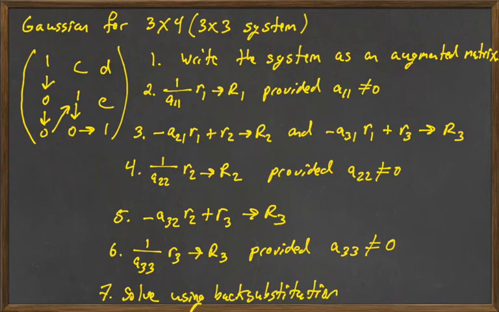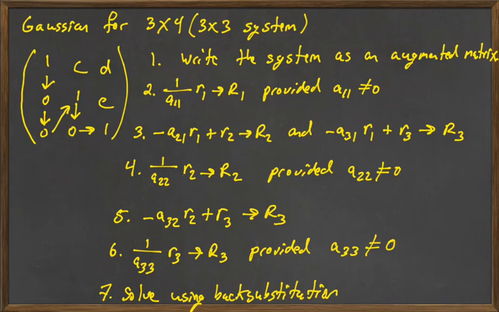Then you're going to make zeros in the rest of column 1, so you use row 1. So you do negative A21 row 1 plus row 2, replace row 2. That gets you the 0 right there. And then negative A31 row 1 plus row 3, replace row 3. That'll give you the 0 right there. So that takes care of the first column.